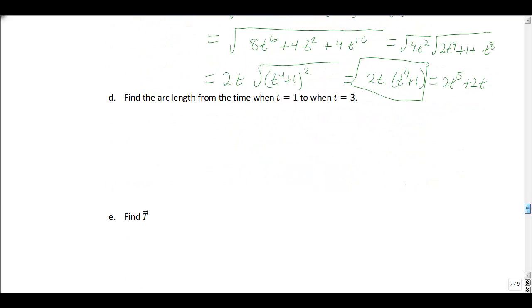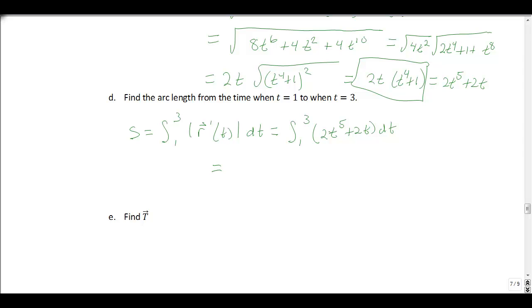Okay, next one, arc length. From the time when t equals 1 to when t equals 3, the formula for arc length is to integrate from 1 to 3 the magnitude of r prime of t, that is, the magnitude of v, that is, the speed. Given we have a nice speed formula up here, I'm going to choose this second one because that's going to be easier to integrate. So I'm going to do the integral of 2t to the 5th plus 2t dt. I just need to integrate that. So arc length is the definite integral of speed here.